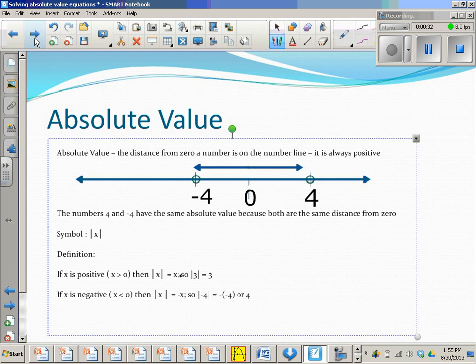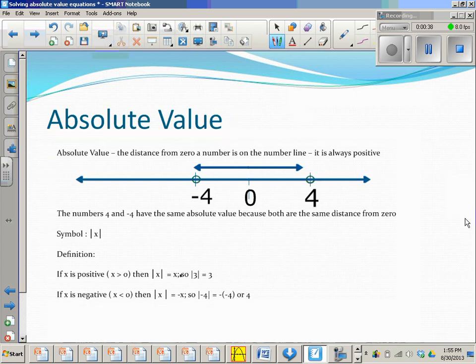Look back, can you remember the definition of absolute value from Algebra 1? I think that definition was the absolute value is the distance from zero a number is on the number line. That number is always positive. Distance can never be negative. It's always positive.